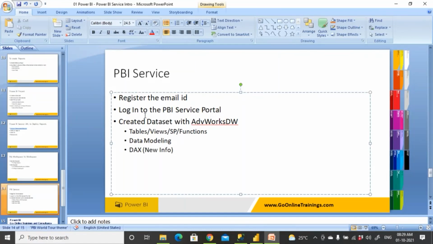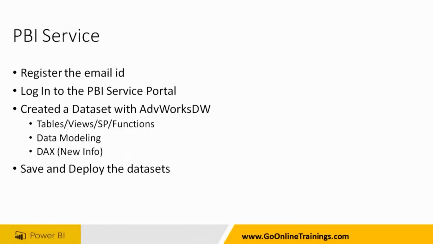So we created a data set, and after that, what have we done with the help of this information? We deployed. So this is the work that has been done. Deployed, saved the data set. If you don't save the data set locally, definitely it is not going to go anywhere. Clear? So this is the work that has been done. Save and deploy the data set.